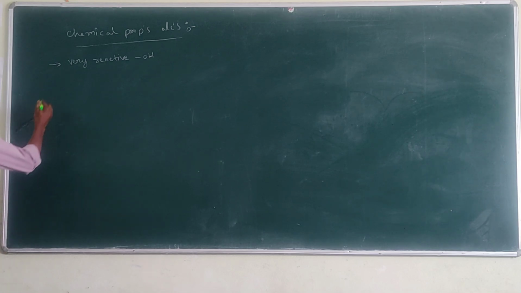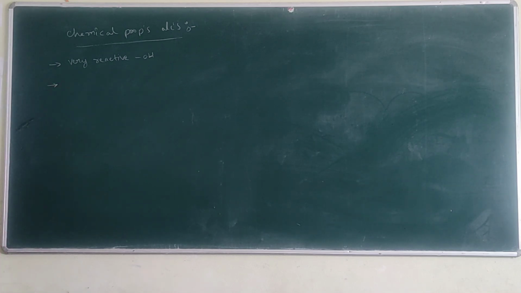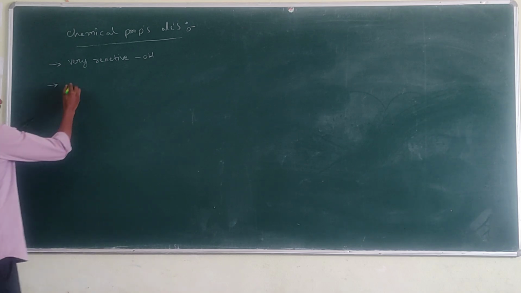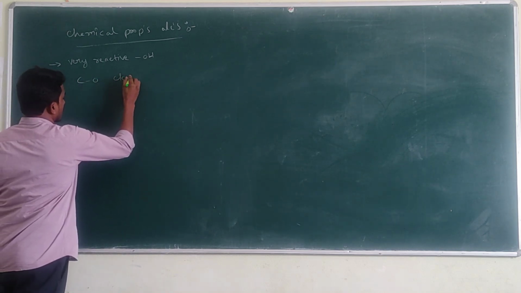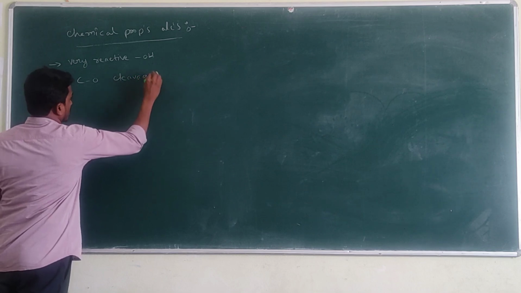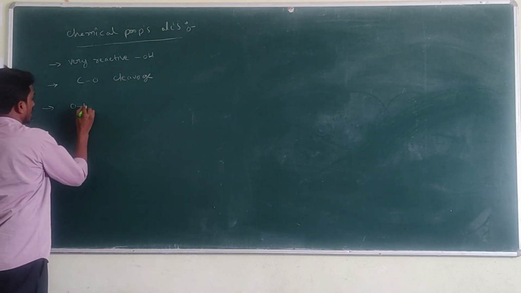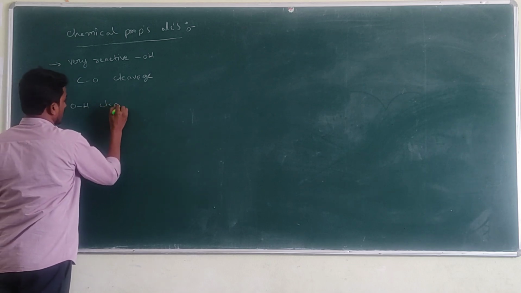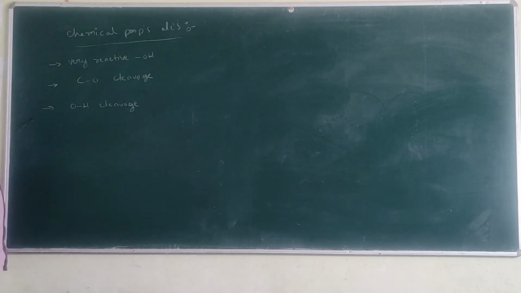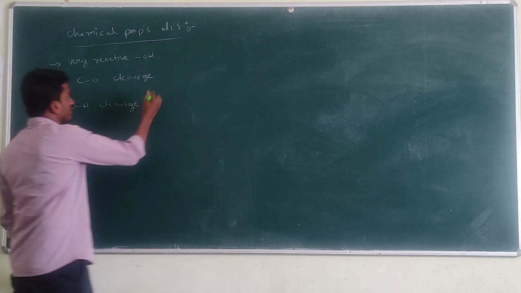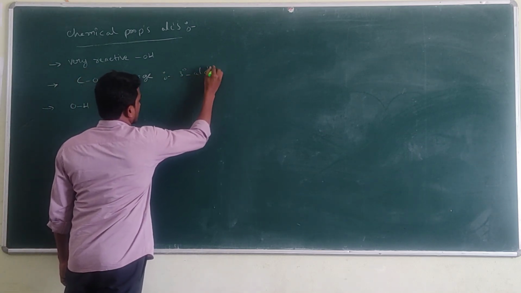So, chemical reactions take place by the cleavage of two different bonds. One is carbon-oxygen cleavage, and the second one is oxygen-hydrogen cleavage. Carbon-oxygen cleavage mainly takes place in tertiary alcohols.